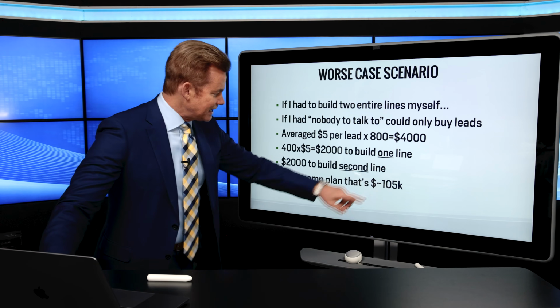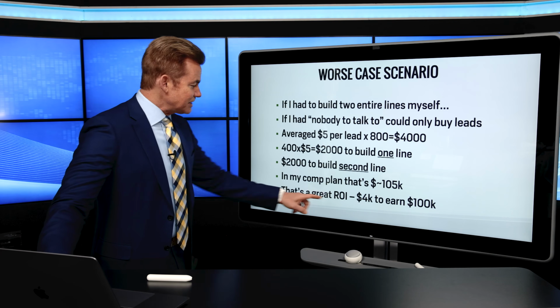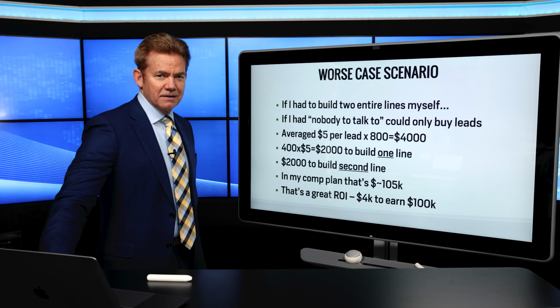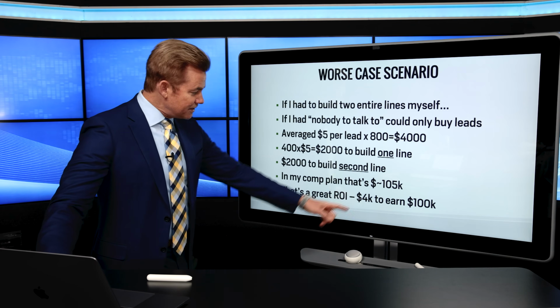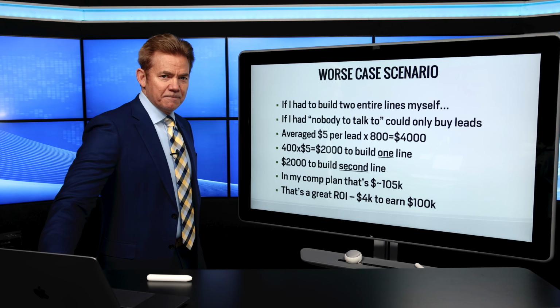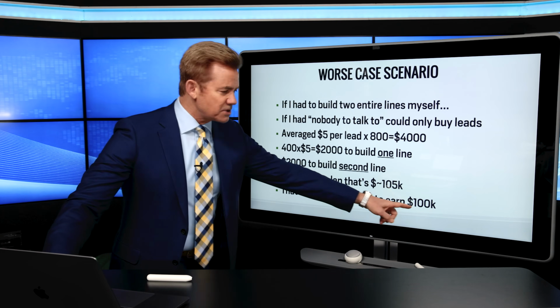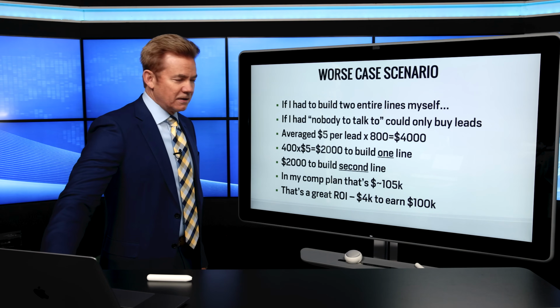In my comp plan, that's $105,000. That's a great return on investment. Spend $4,000 to make $100,000. Why does the math work? That ROI, that's why. How many times am I willing to spend $4,000 to make $100,000? All right.